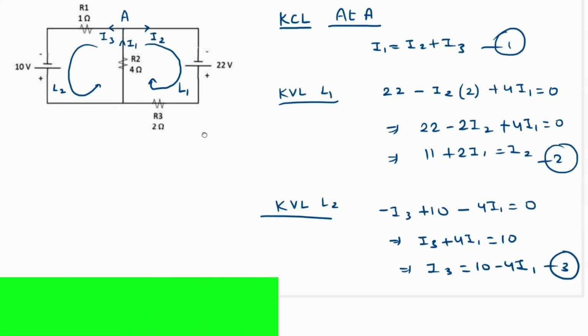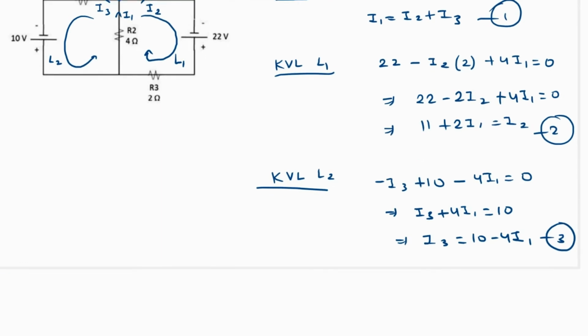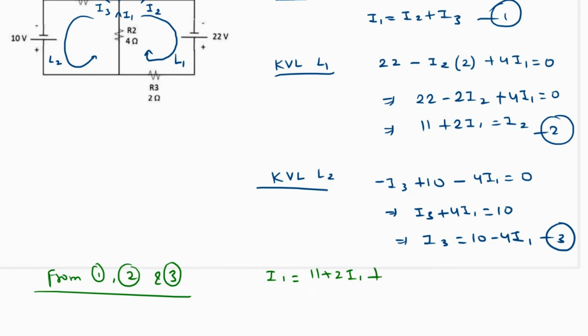So if you notice carefully, from the second and third, we can write I2 in terms of I1 and I3 in terms of I1. So let's put it in equation 1. So basically from 1, 2, and 3, we'll get I1 is equal to I2, and I2 is nothing but 11 plus 2 I1, and I3 is 10 minus 4 I1. So I1 will be equal to 11 plus 10, which is 21, minus 2 I1.